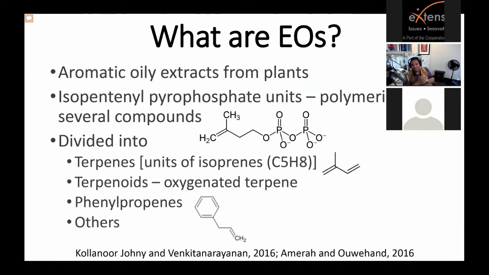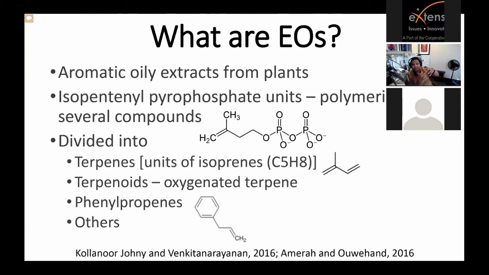Now, as I said, essential oils are aromatic, oily extracts. What is causing the essential oil to be oily and aromatic? You see the second line there, isopentenyl pyrophosphate units, those are the building blocks of essential oils. They have the isopentenyl and the pyrophosphate unit attached to it. So that becomes one unit, which will be further polymerized to form several compounds. We have already characterized about 4,000 to 5,000 such compounds. Those are all isopentenyl pyrophosphate polymerized units.